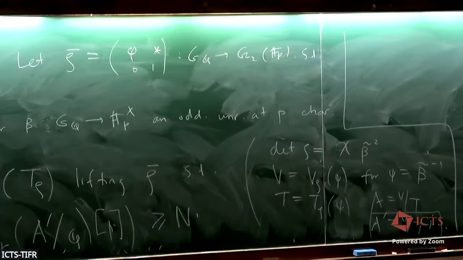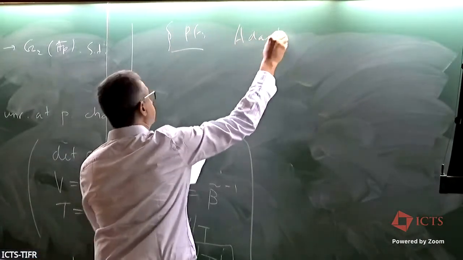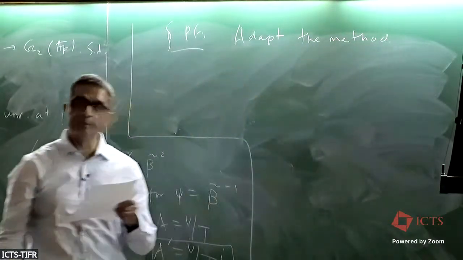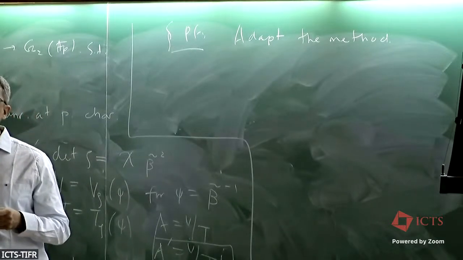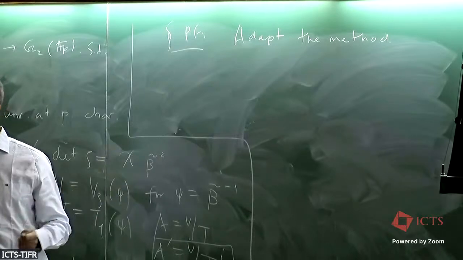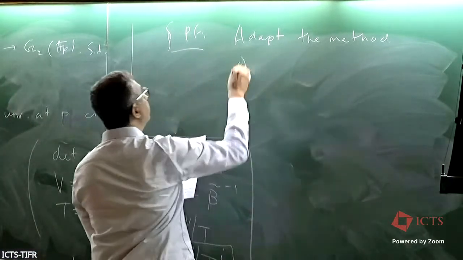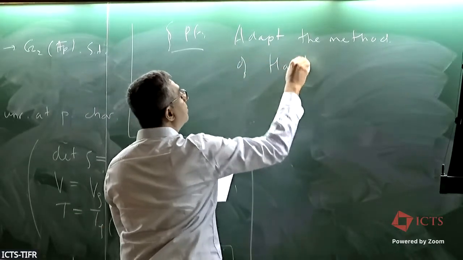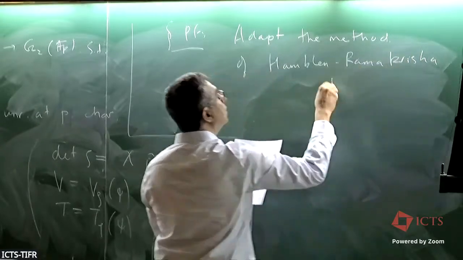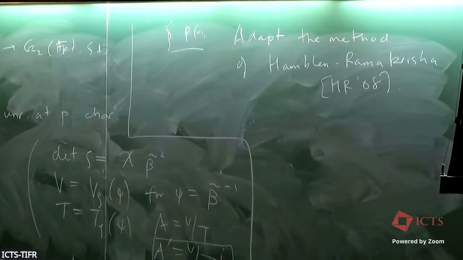Okay, so proof. We adapt the method, which is classical to a certain set of people, like Khare and Larson and Bokla and Ramakrishna, etc., but maybe not so well known in this room, for instance. So I thought I'll try and sketch some of those details. Adapt the method of Hamlin and Ramakrishna, the paper in the American Journal of Math, to our setting.